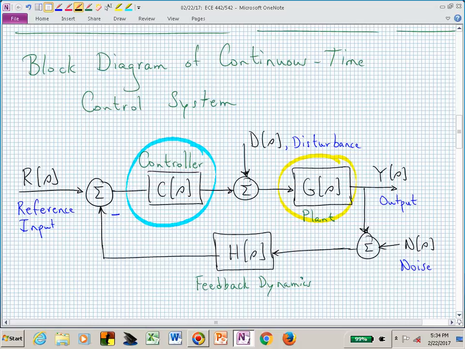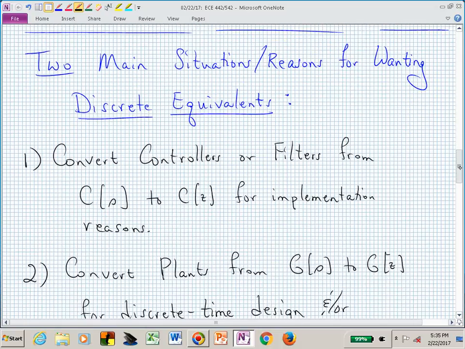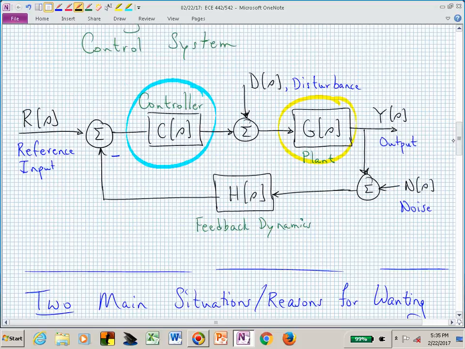But our plant typically is something, a first order, a second order, some kind of G of S, and we typically have some kind of controller. I'm circling or highlighting those 2 parts of this continuous time block diagram because we may want to find a discrete equivalent for our controller, or we may want to find it for the plant. And there's different ways of finding those discrete equivalents. That's why we have 5 different ways that we're going to be talking about in this class.